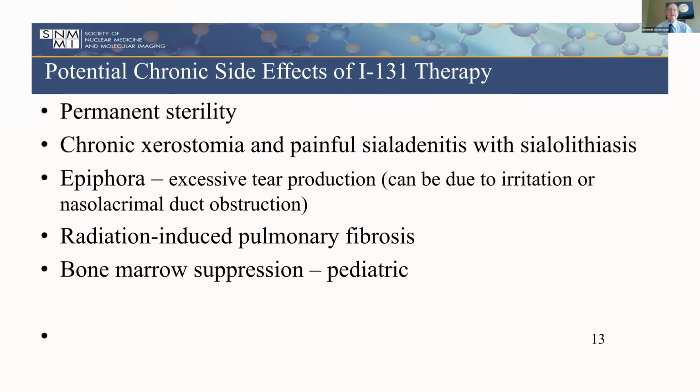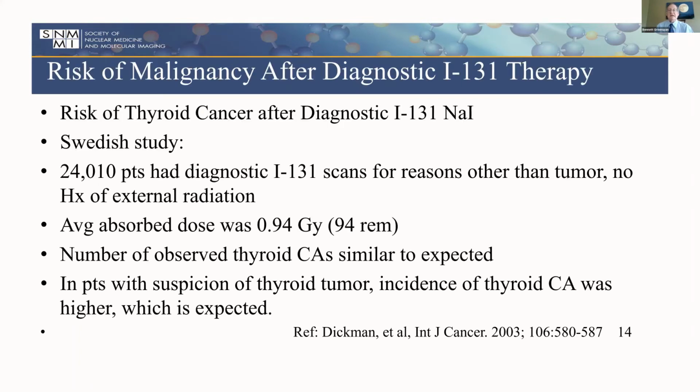Potential chronic side effects include permanent sterility, again, potential, chronic xerostomia and painful sialadenitis with sialolithiasis, epiphora, which is excessive tear production, and this can be due to irritation or nasolacrimal duct obstruction, radiation-induced pulmonary fibrosis, and bone marrow suppression, particularly in pediatric patients. So what's the risk of malignancy after diagnostic I-131 therapy? In other words, treating hyperthyroidism.